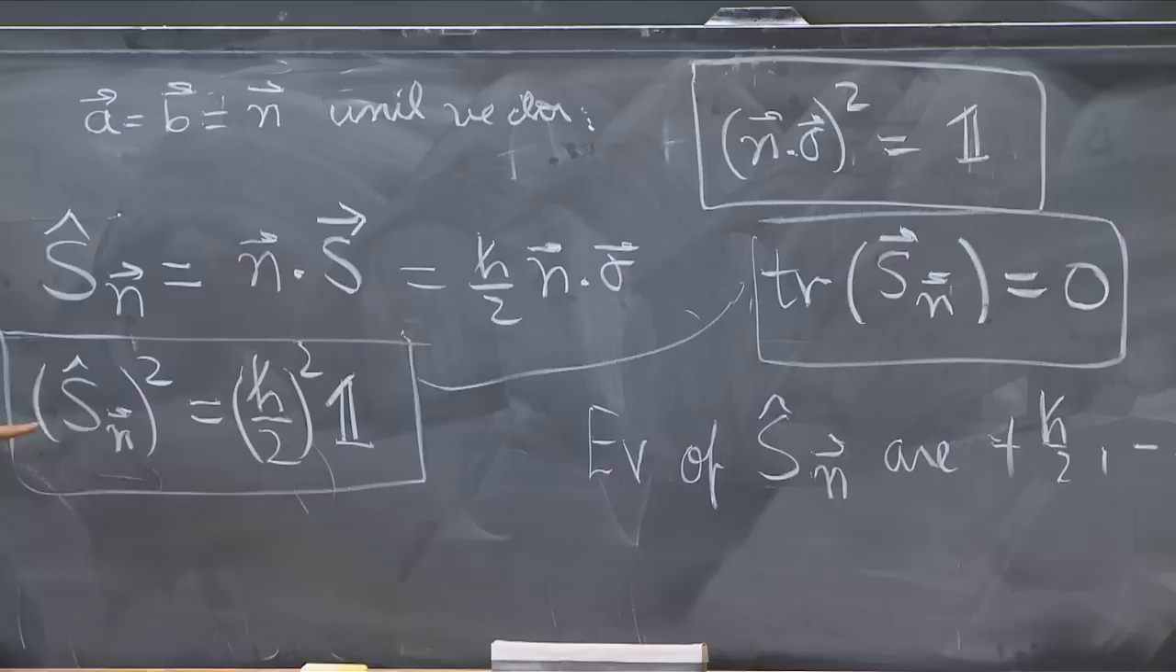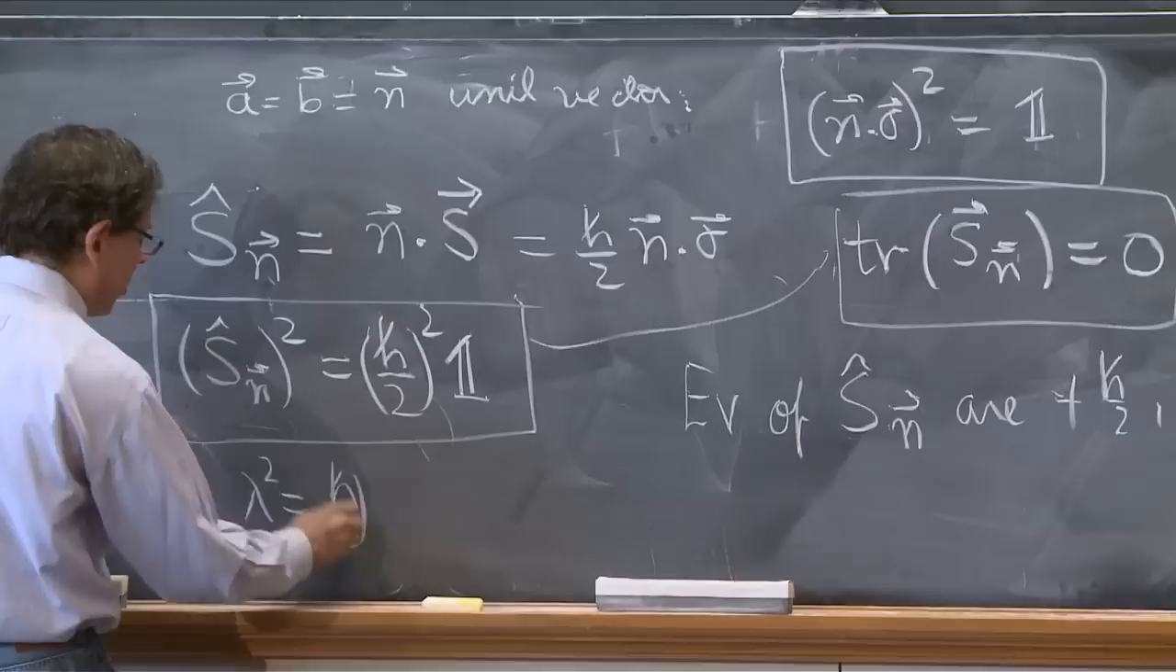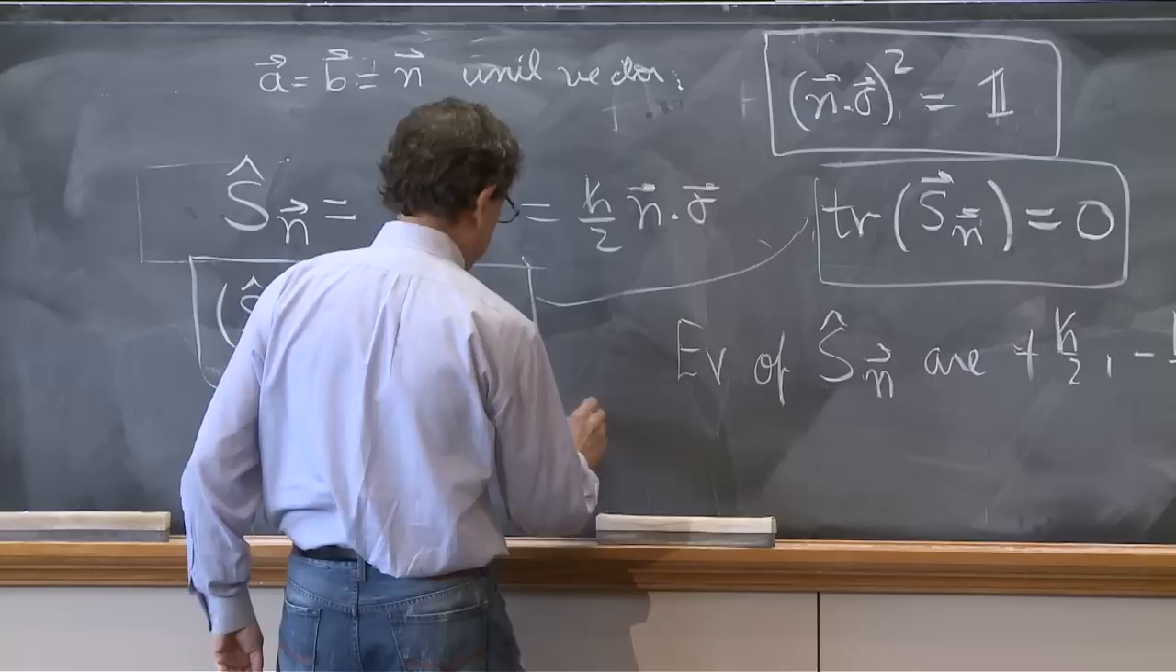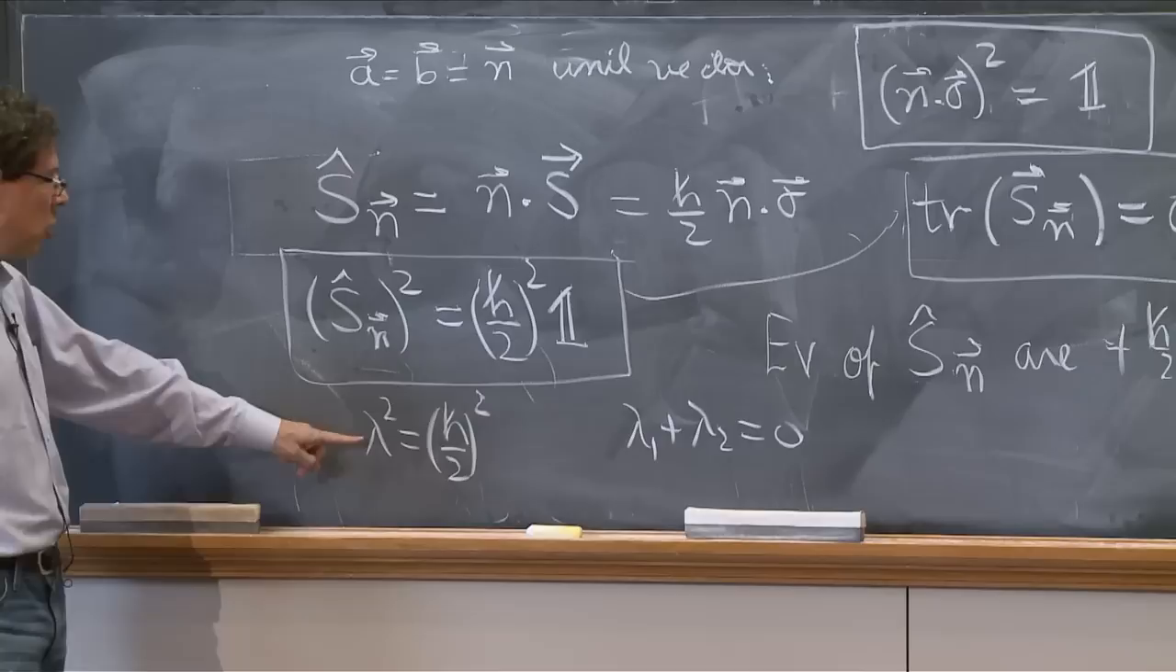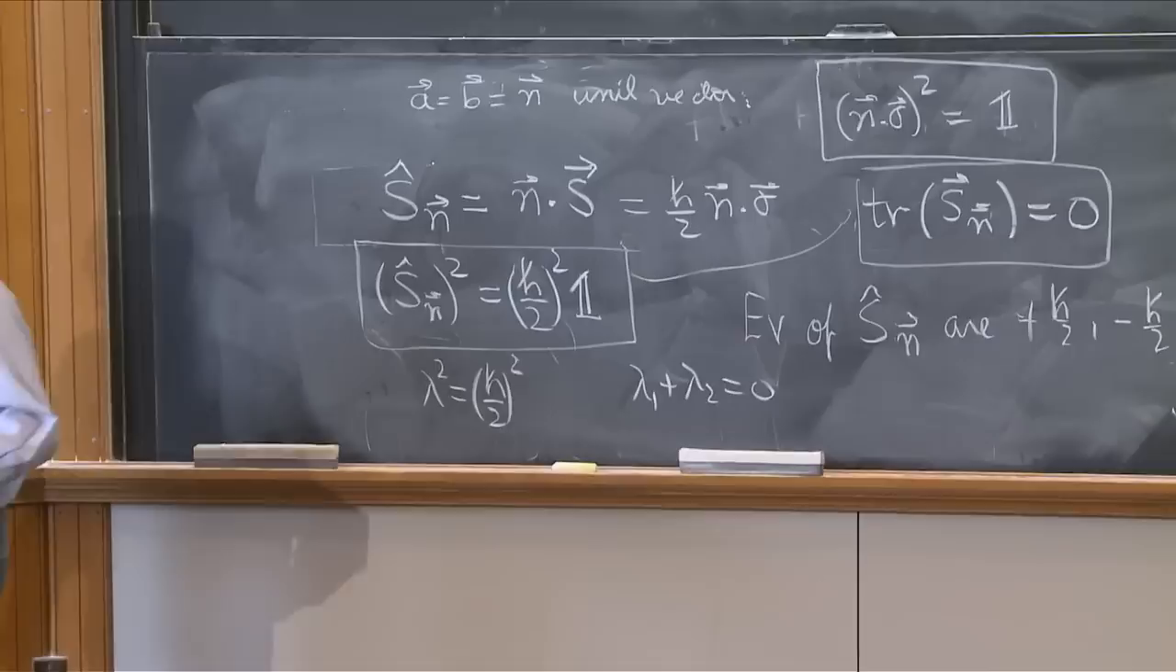This tells us that the eigenvalues squared are h bar over 2. And this one tells me that lambda 1 plus lambda 2, their two eigenvalues, are 0. So from here, you deduce that the eigenvalues could be plus minus h bar over 2, and in fact have to be plus minus h bar over 2.